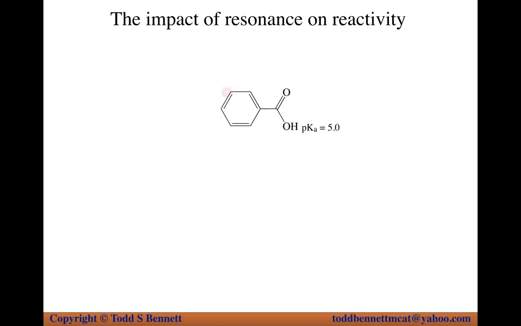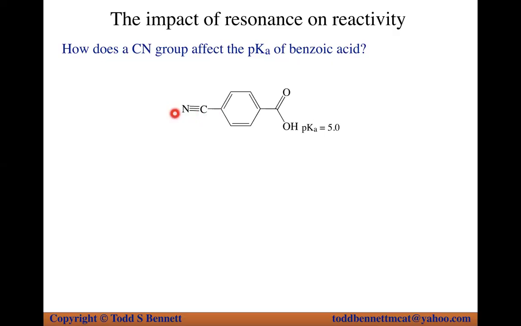This benzene group is going to be really popular in resonance because there's so many pi bonds, you can move things around. So this is benzene, this is a carboxylic acid, so collectively this is known as benzoic acid. So if we add a CN group, cyano group, how does it affect the pKa? So we could add it here, here, or here. I'm going to choose this one just for symmetry of it. So we put it here.